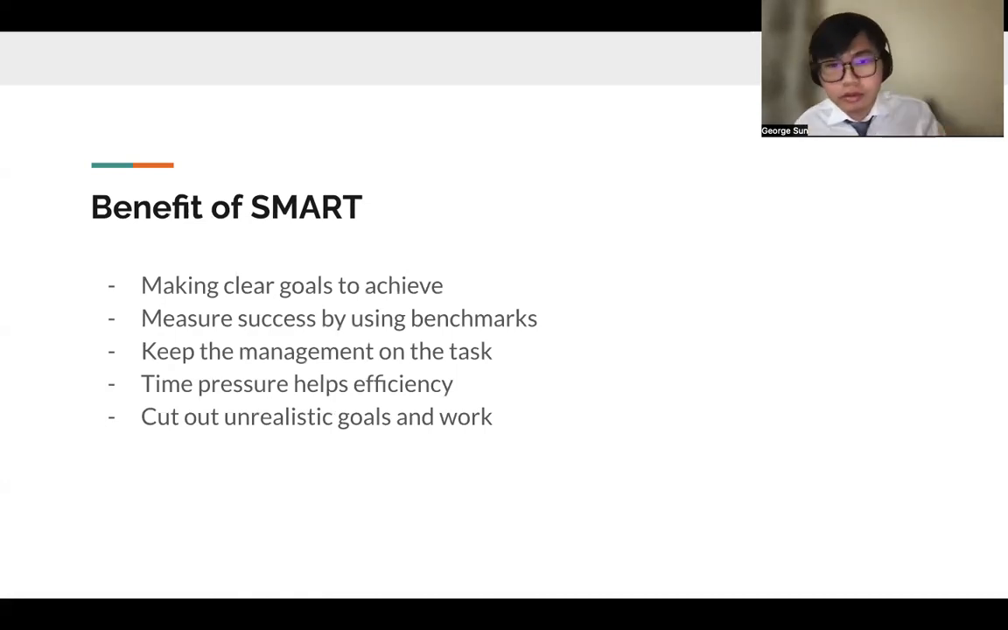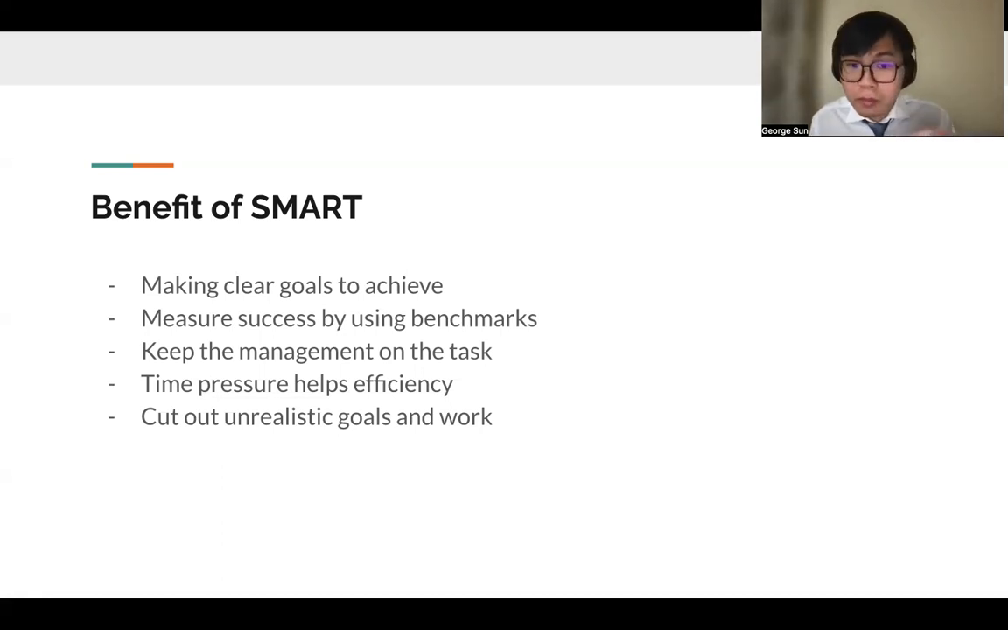The benefit of using this is clearly that we can make better goals to achieve. And sometimes people say success is not measurable, but in this case it is, because we're using benchmarks to do so.